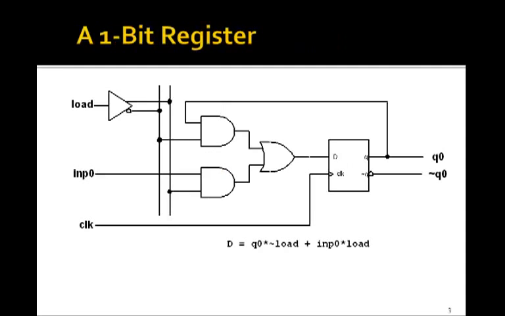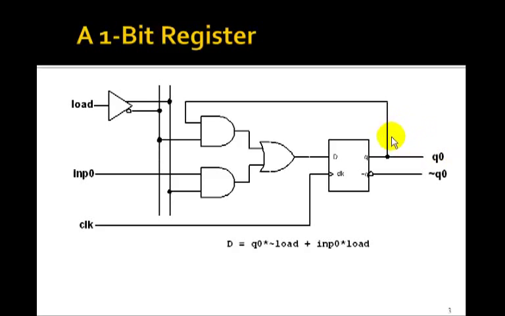Here's a circuit that will do it. This is a 1-bit register. We're going to introduce a load signal. That is, we have an input, I call it input 0, that we want to store in Q0 here. And we want to store it when the load is high. So the idea is we bring load high such that on the next rising edge of the clock, whatever is in input 0 goes to Q0. Then we can bring load back low, and we want the bit to stay here.